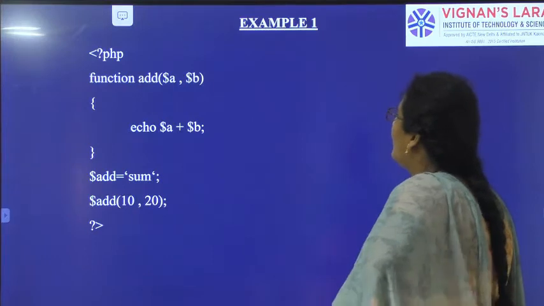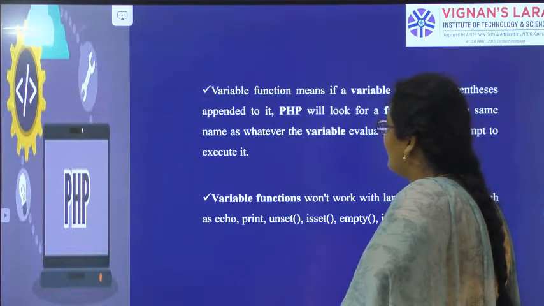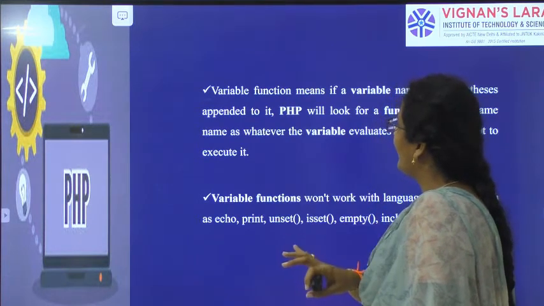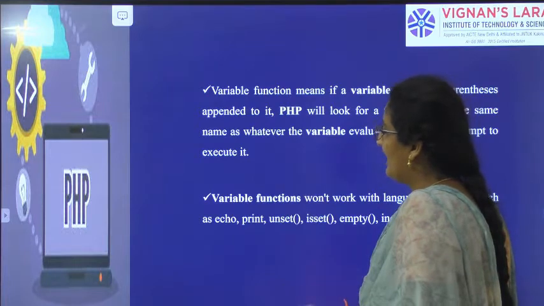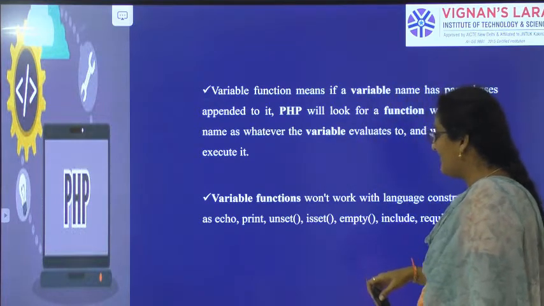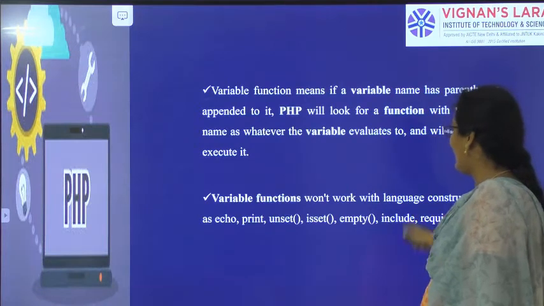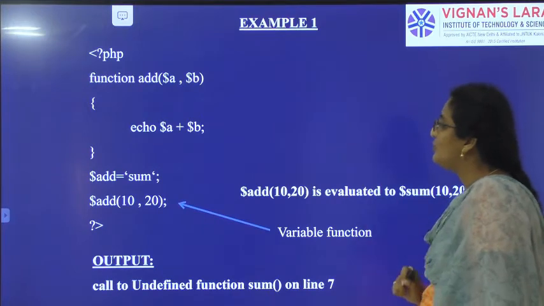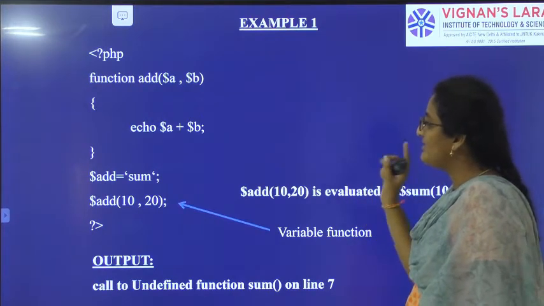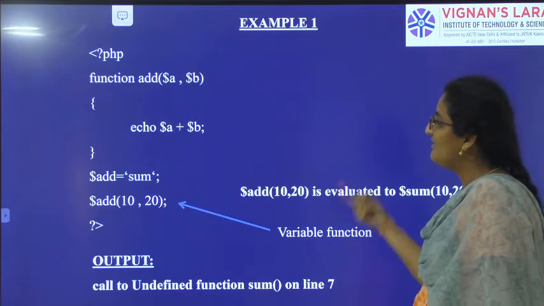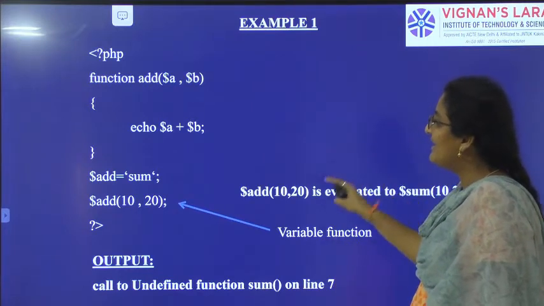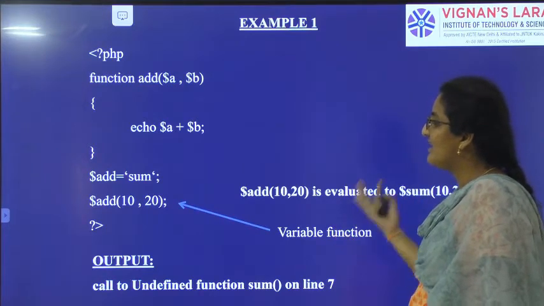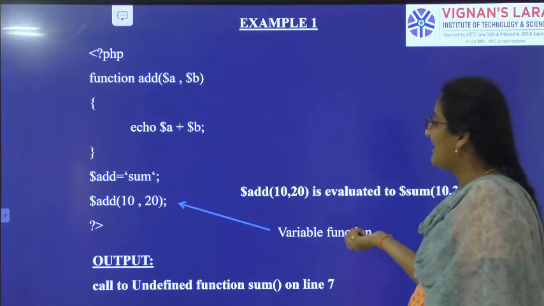The fourth type of functions is variable functions. In this we are going to create some variable names also. We should see whether variable names and variable function names are matching or not, because some variable functions will not work with echo, print, unset, isset, empty, include, required. So for that I am creating a variable function, just addition of two numbers. I want to add two numbers 10 and 20 and get the output 30. For that I have written a PHP program. But in this program the function name is add, but the undefined function is sum. That's why we cannot add the 10 and 20.